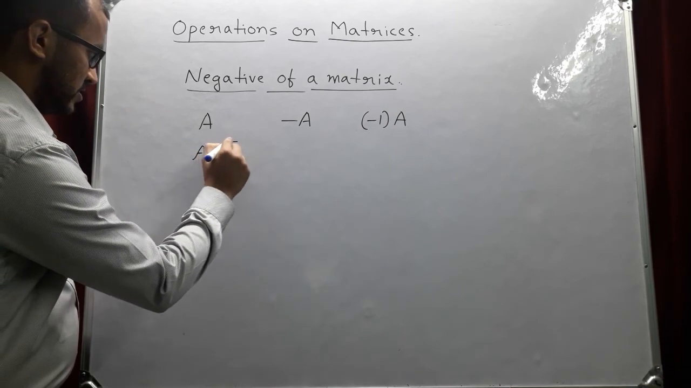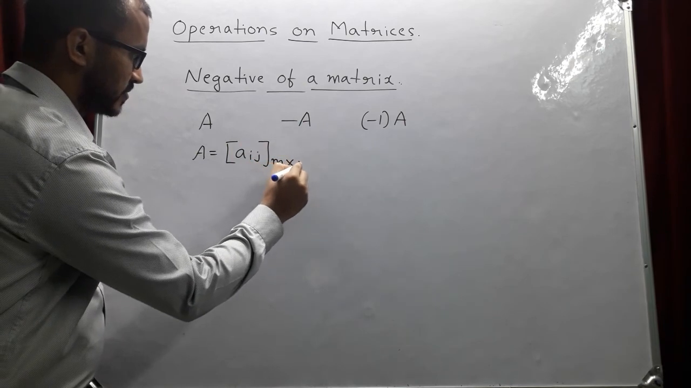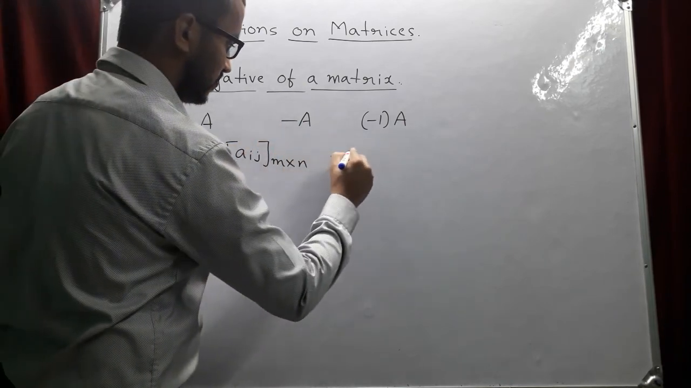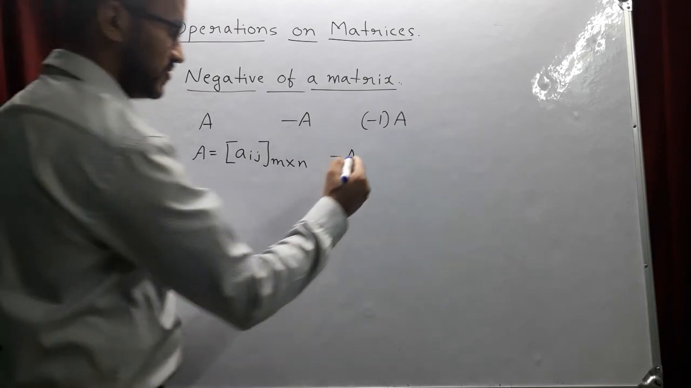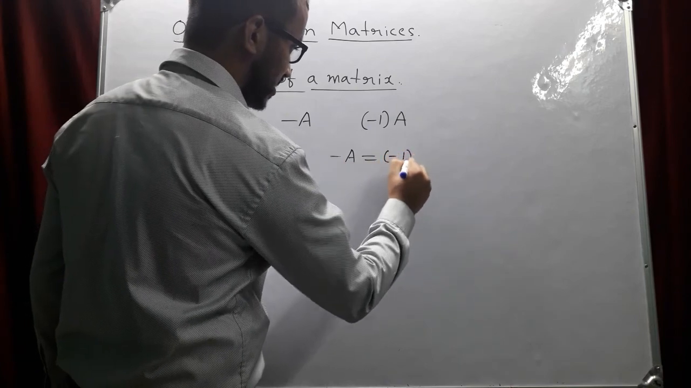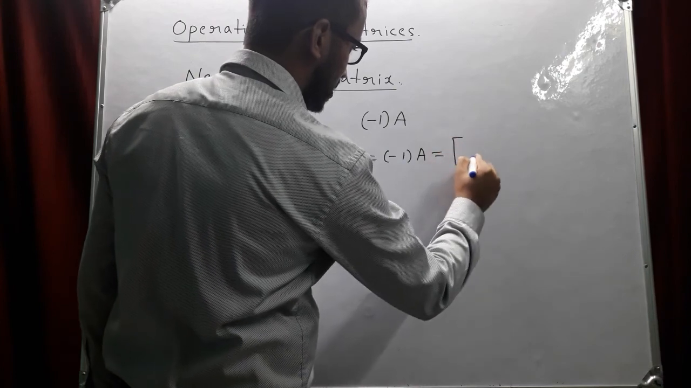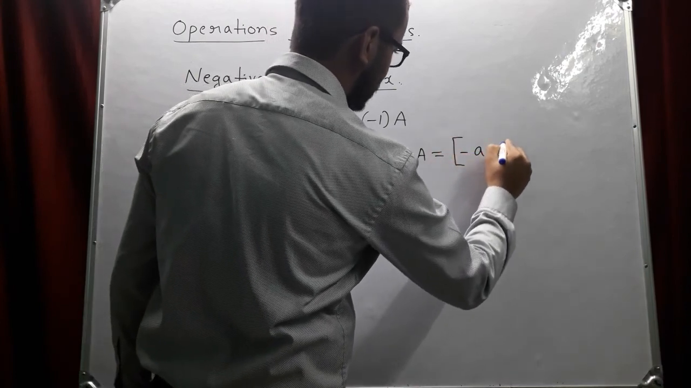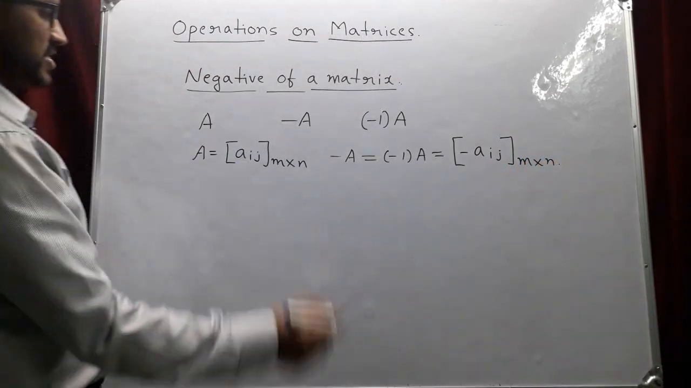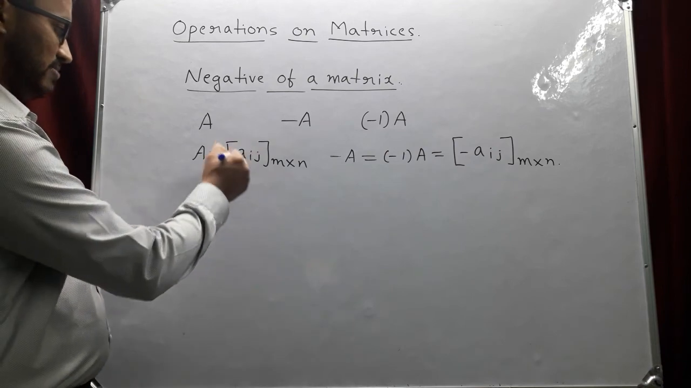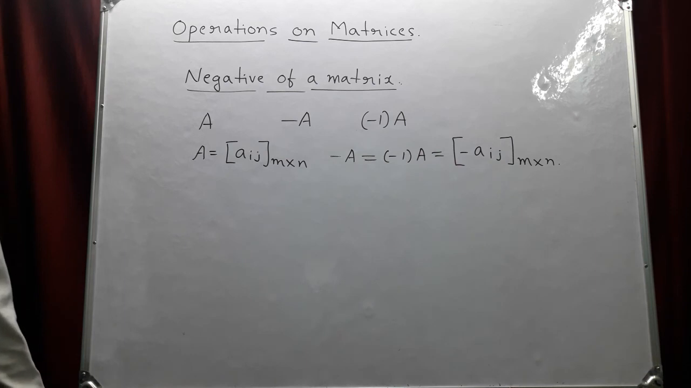So we can write it like this. Suppose A is a matrix of order m by n, then the negative of the matrix A, denoted by minus A, is equal to minus 1 into A, that is equal to minus Aij. Again the order will be the same, that is m by n. It means we have to multiply each element Aij of the matrix with the quantity minus 1.